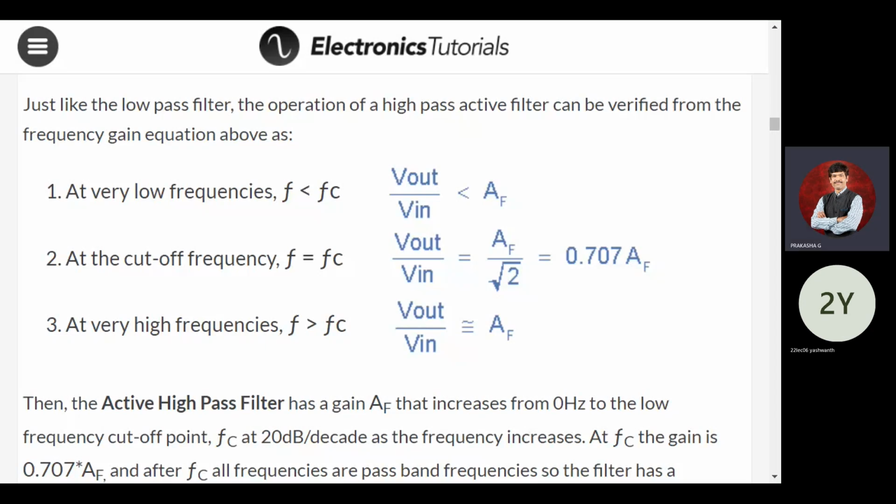Initially, I am having the frequency. The frequency has been given to one circuit. Assume that it is a low pass filter, so it will pass the low frequency. Once it reaches the high frequency, it will stop that.